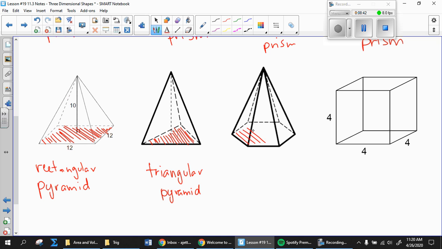Over here, here's my base. My base has 1, 2, 3, 4, 5, 6 sides. So that's a hexagon. So a hexagonal pyramid.